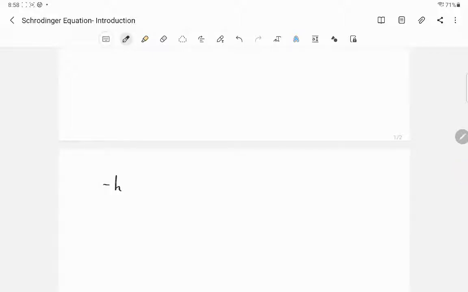So minus h bar squared over 2m. The minus sign's important. The h bar squared's important. The divide by 2m is important. I've got a double space derivative, a partial derivative, on the wave function. And then there's a plus U of x. So this is a plus sign compared to this minus sign. And this just simply multiplies the psi, the wave function.